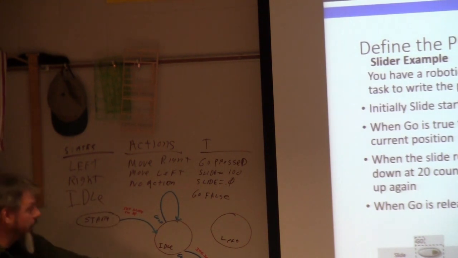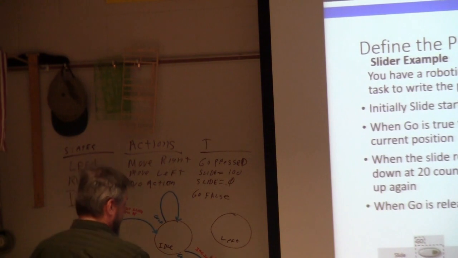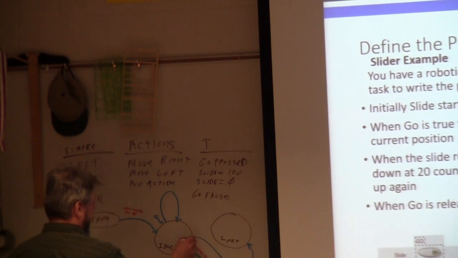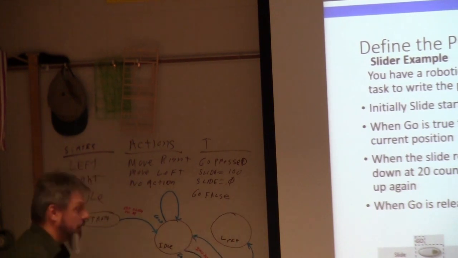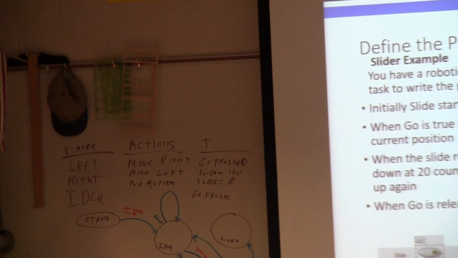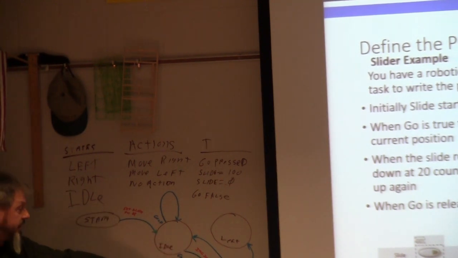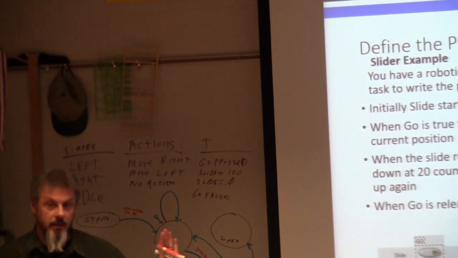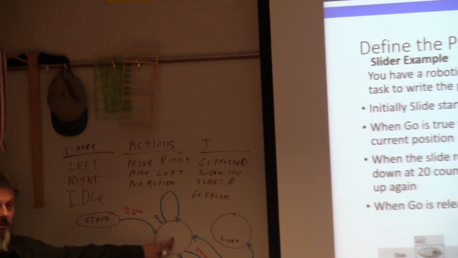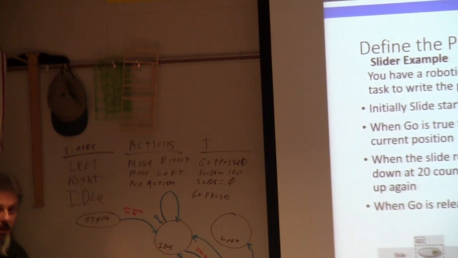All right, so I'm in the right case. I can either transition to the left case, or I can transition back to idle. Okay? If I'm in the right case and I transition back to idle, what is the condition that tells me I need to transition back to idle? So I'm moving right, and all of a sudden I want to go back to idle. Go was false.